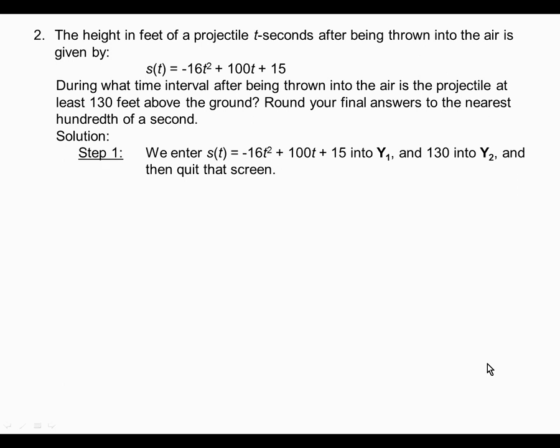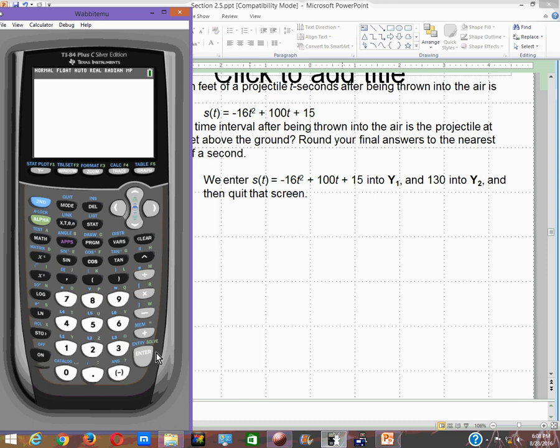So step 1, enter s of t equals negative 16t squared plus 100t plus 15 into y1 and 130 into y2, and then quit the screen. Okay, let's go ahead and do that. So y equals, negative 16t squared plus 100t plus 15. Whoops, I got 5 instead of 15. 15. Then just press enter to go to y2, and that's the 130. And we quit.